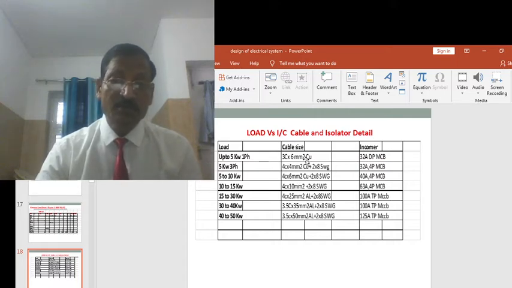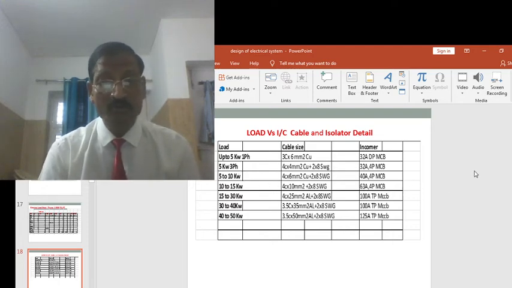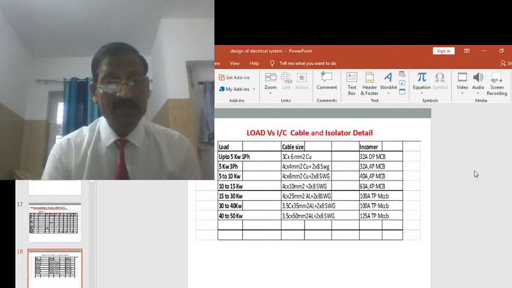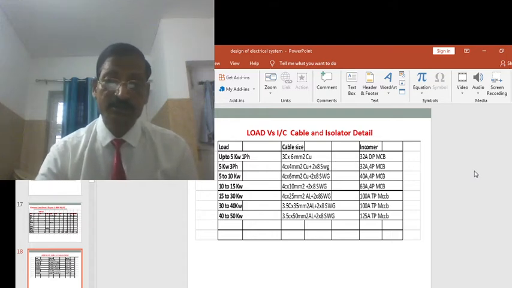These are the different incoming cable sizes and isolator sizes for different types of load. For example, for up to 5 kilowatt, the size of the cable is 4 core into 4 mm square copper and 2 into 8 SWG for earthing. The size of the incomer is 32 ampere 4 pole MCB. Similarly, for 5 to 10 kilowatt, this is the size of the cable and the size of the incomer.